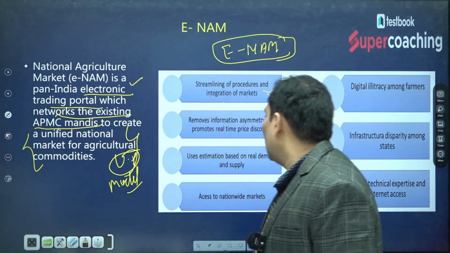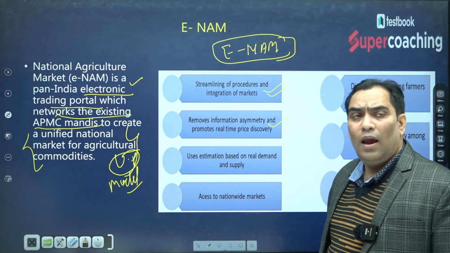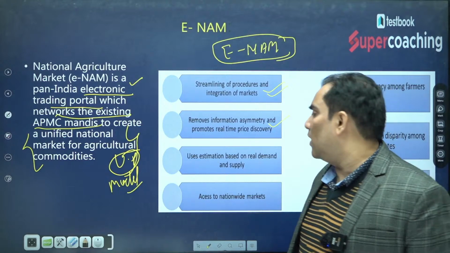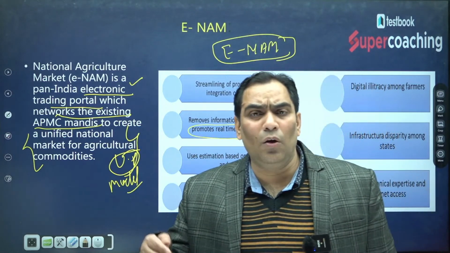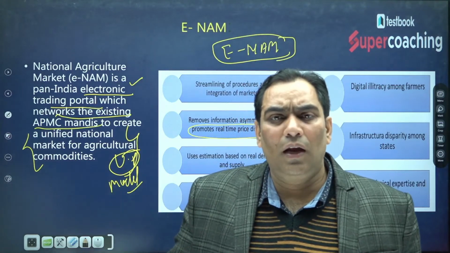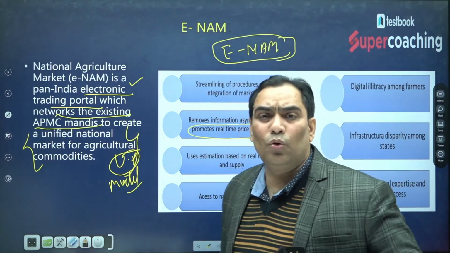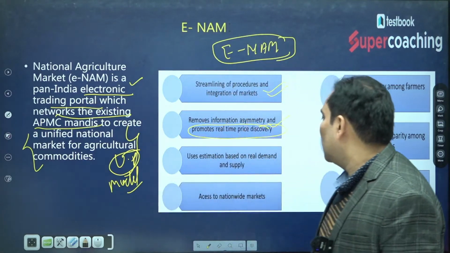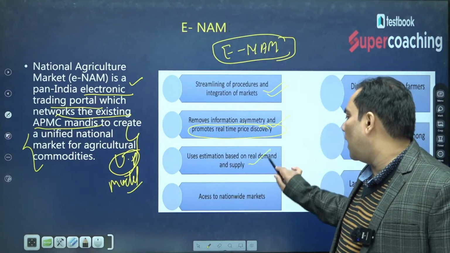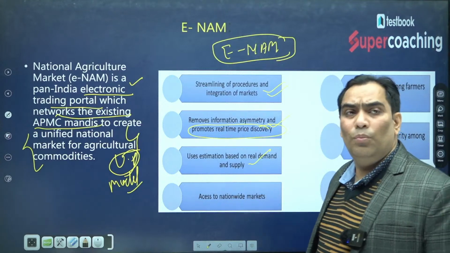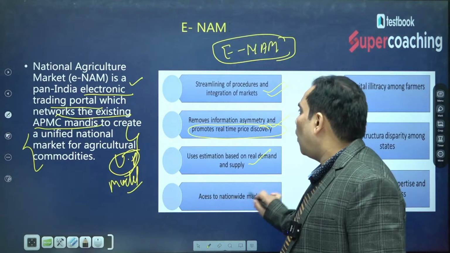Next, it is going to remove information asymmetry, and price discovery is going to take place online in real time. There cannot be fluctuation; the buyers cannot depress the price, it is going to be on a real time basis. Not only this, the price is going to be determined on the basis of demand and supply, and there is going to be access to the national market. These are the merits of e-NAM.